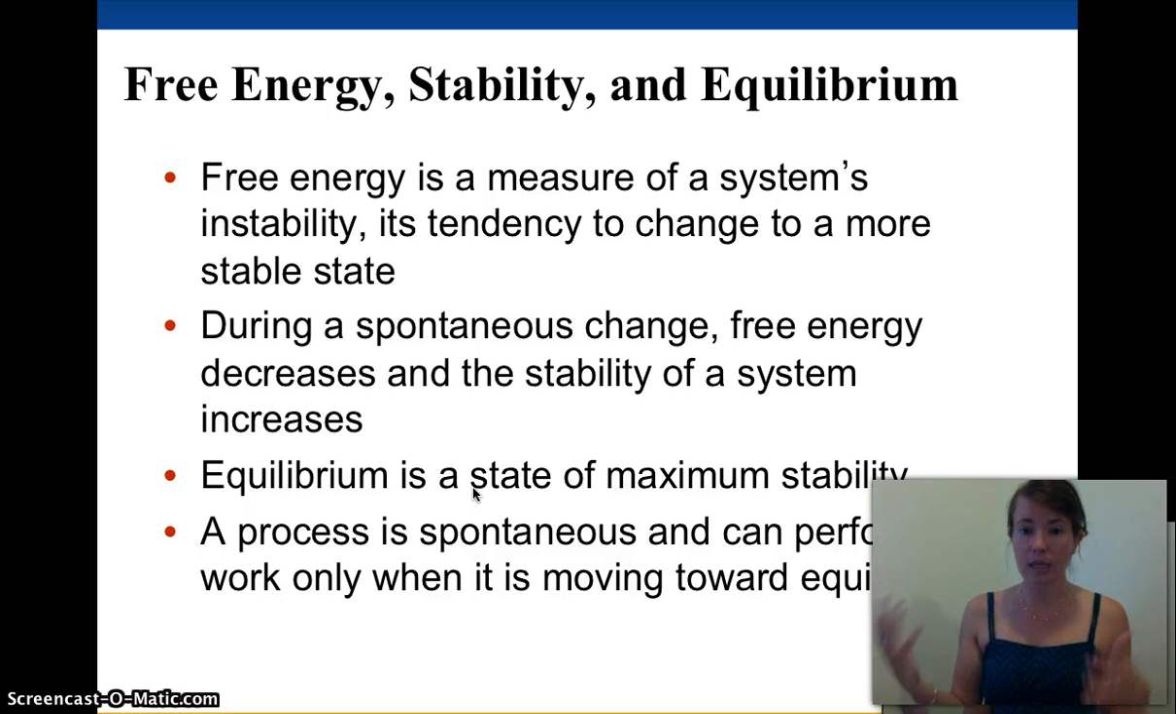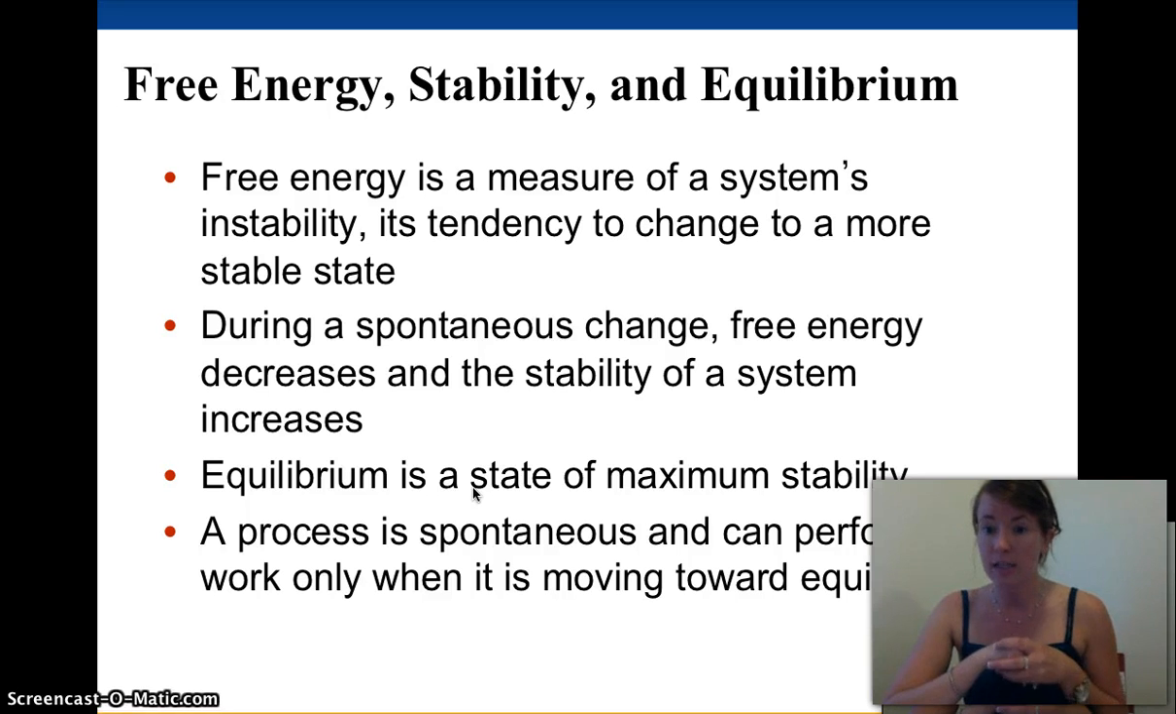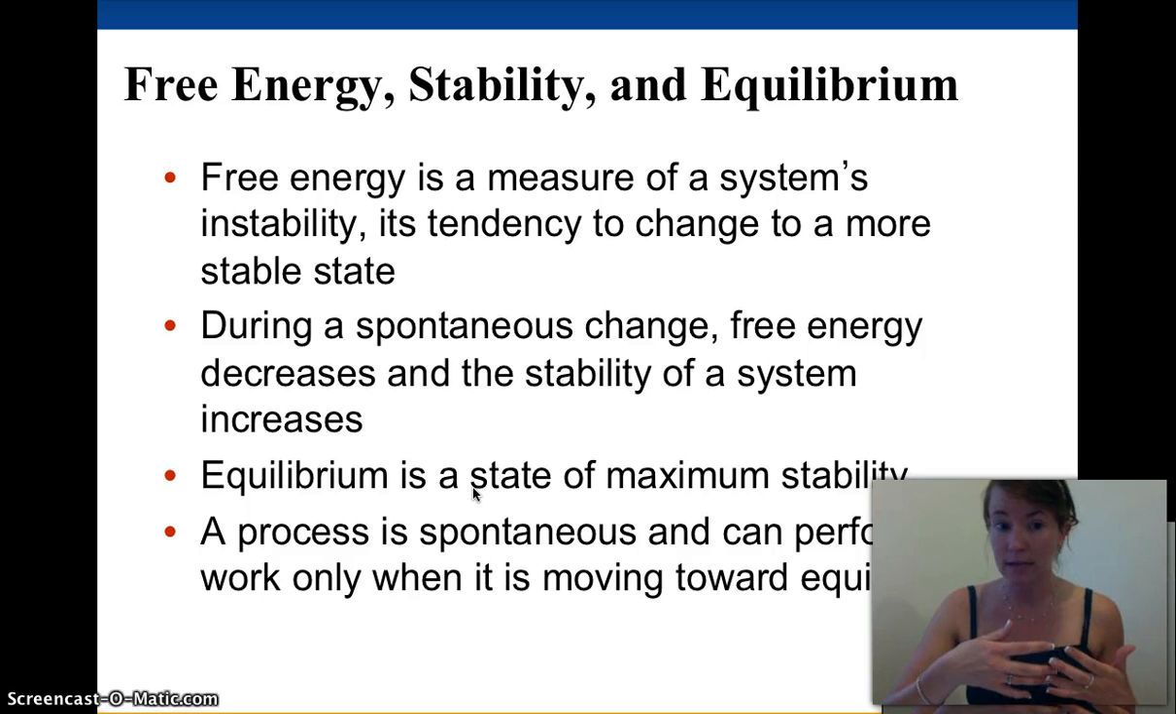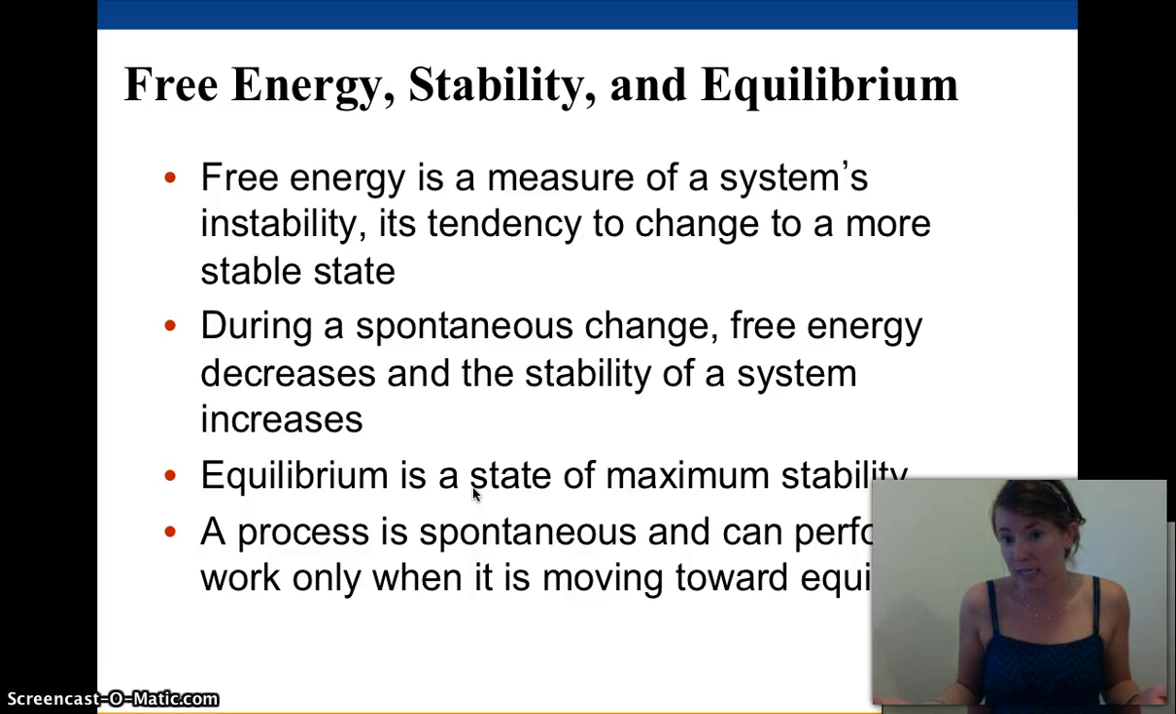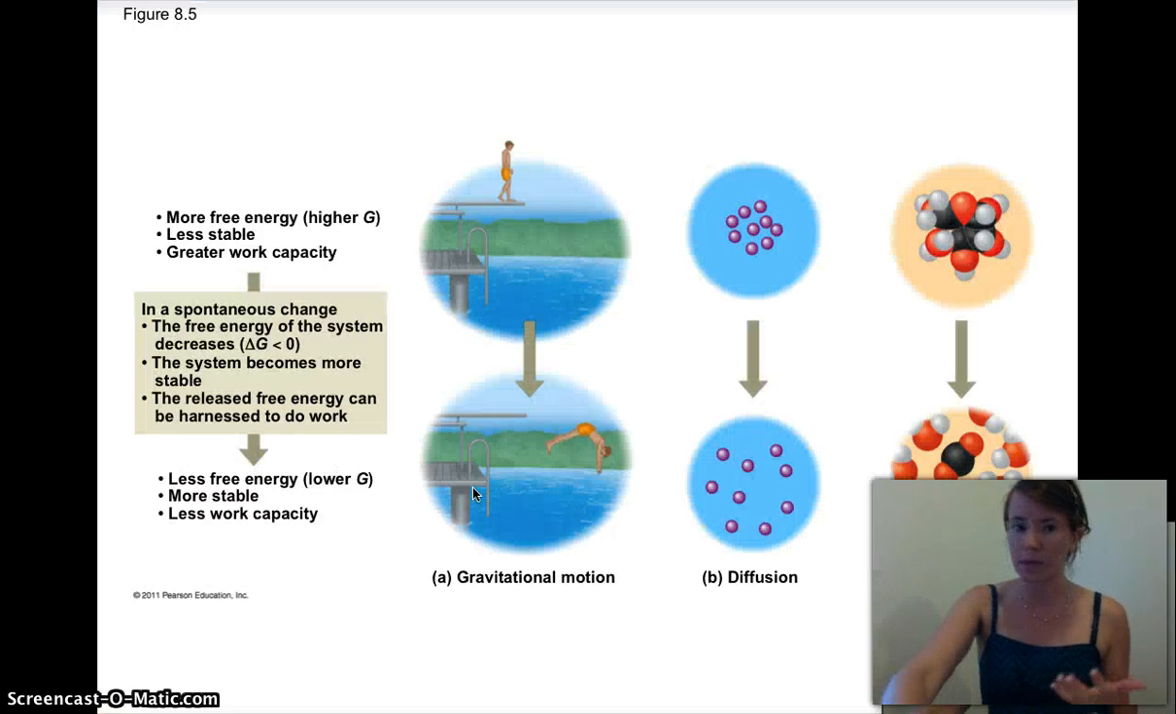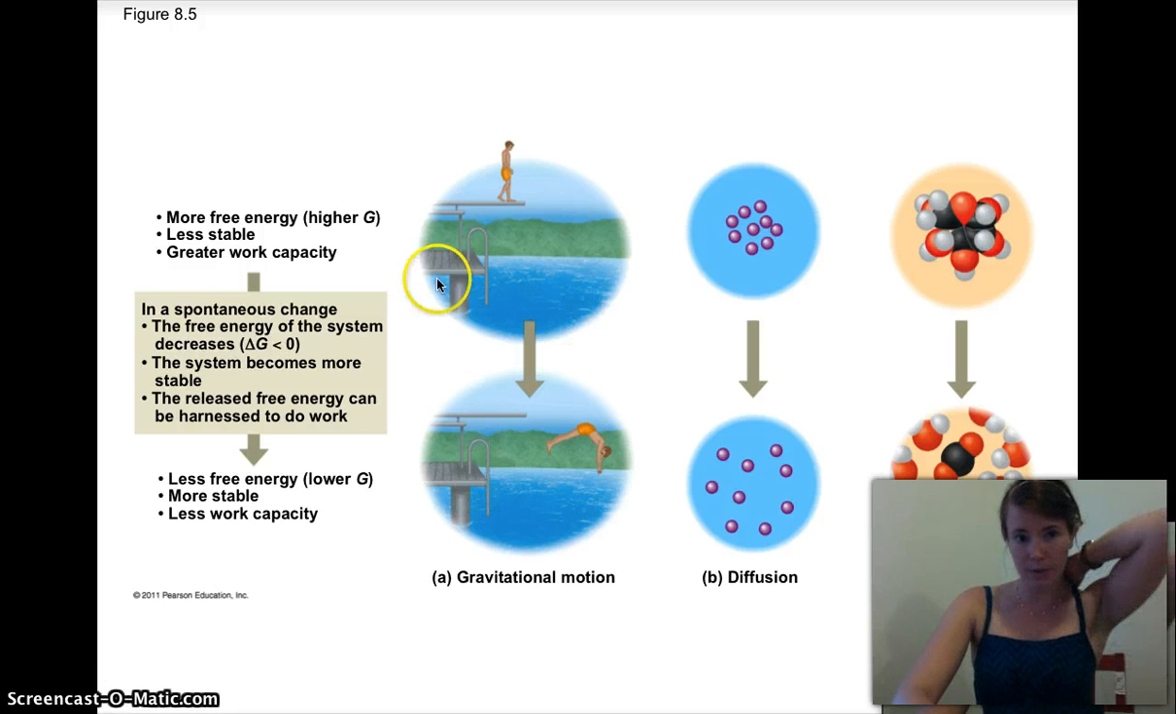Equilibrium is a state of maximum stability. That means we are as stable as we're ever going to get. A process is spontaneous and can perform work only when it's moving towards equilibrium. It's always working to reach this maximum stability, and that's why these things are spontaneous. If you're already at equilibrium, you're not going to change spontaneously because there's no place further to go.